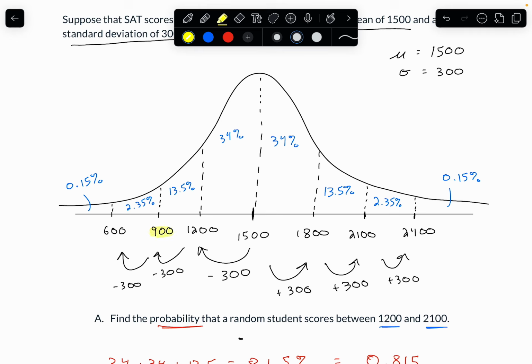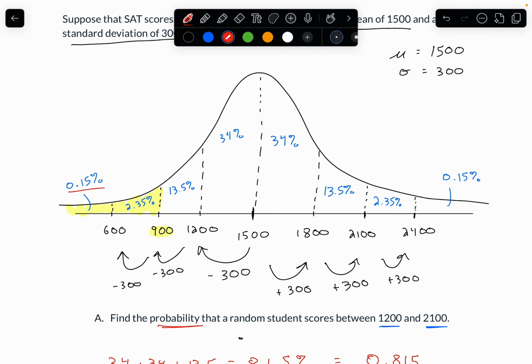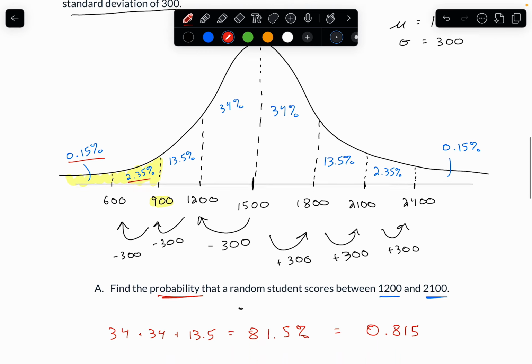Let's use yellow. There's the curve that I'm talking about. And I want to talk about the scores that are less than 900. So that would mean these areas over here to the left. So I must be talking about this portion of my curve. So I'm really only talking about two numbers in this case. I'm talking about 0.15% and 2.35%. So I'm just adding those two numbers, and that'll tell me my percentage or my probability here.